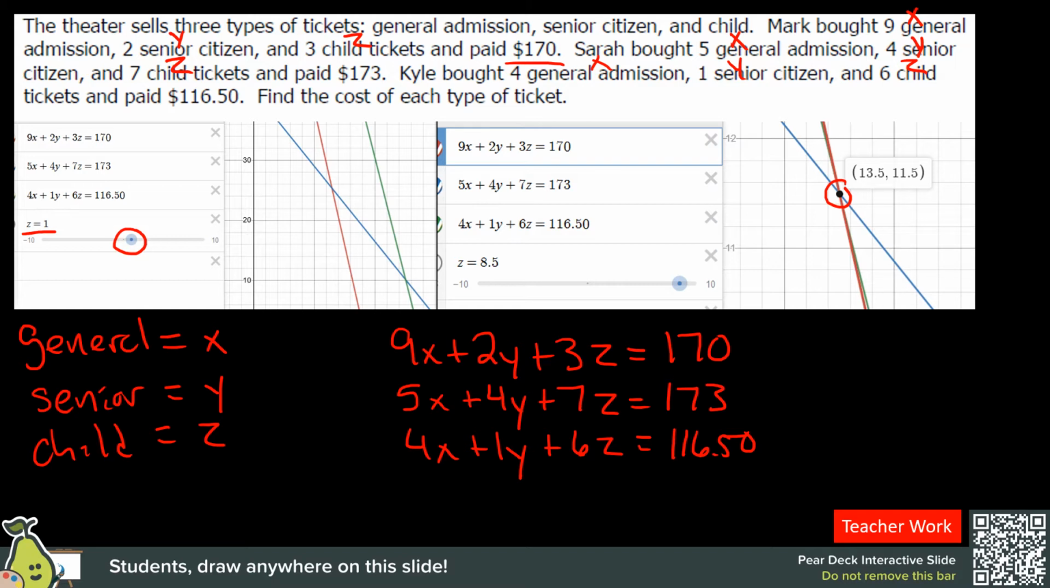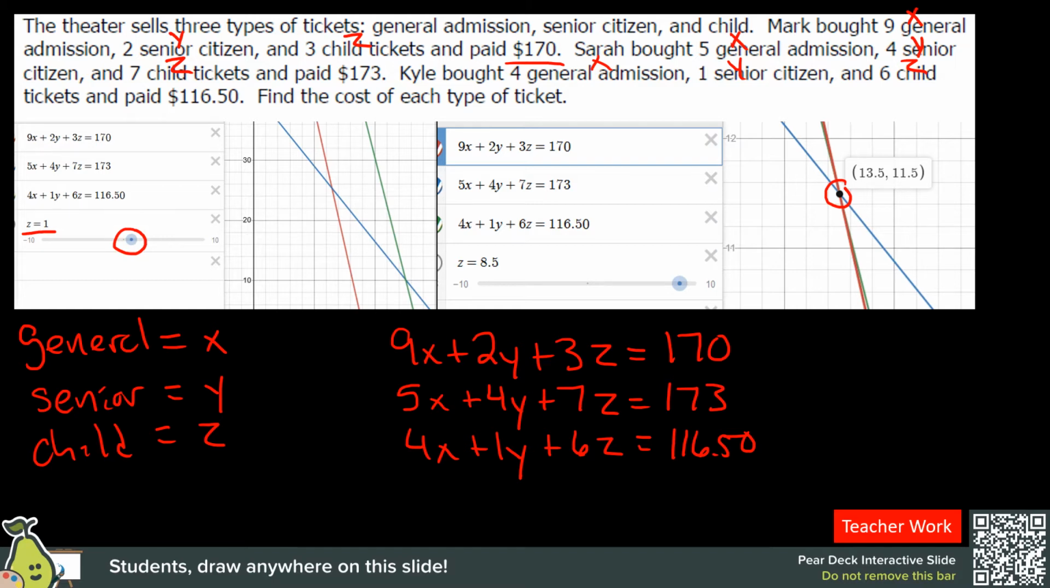So I had to mess around, and when I saw that z was close to 8 and 9, so between 8 and 9, I got really close there. So I tried 8.5, and boom, it worked exactly at 8.5.